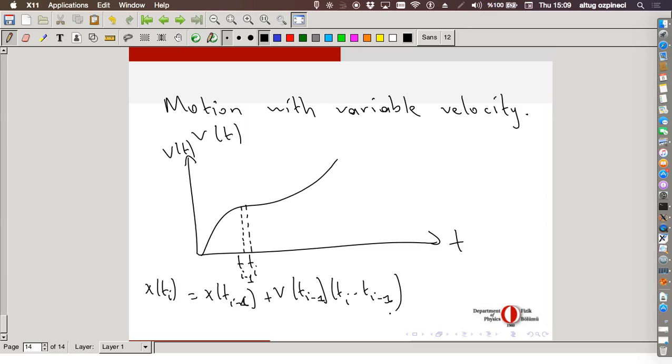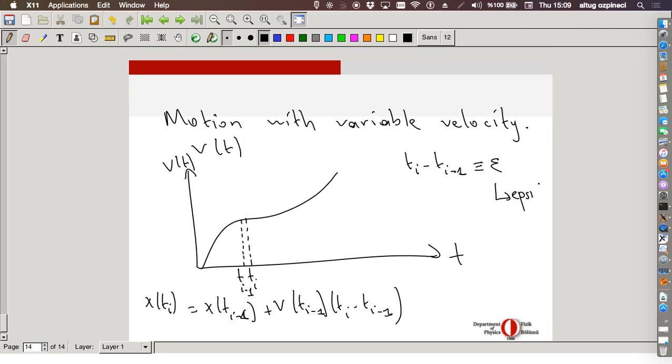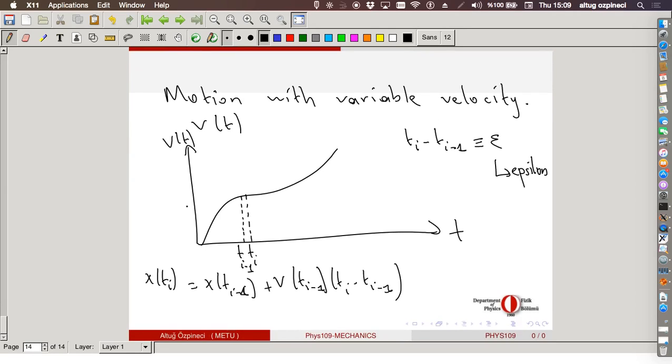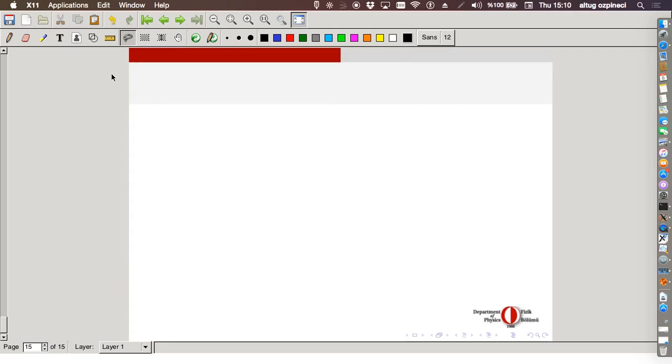So you all agree. Now just to shorten the expressions, I will call t_i minus t_(i-1) with this letter. That is your second Greek alphabet letter, epsilon. And whenever you see epsilon in physics, it almost always denotes a very small quantity. So this is what we have. If we know its position at a given time, I can calculate its position just epsilon seconds later using this expression, with this interval replaced by epsilon.